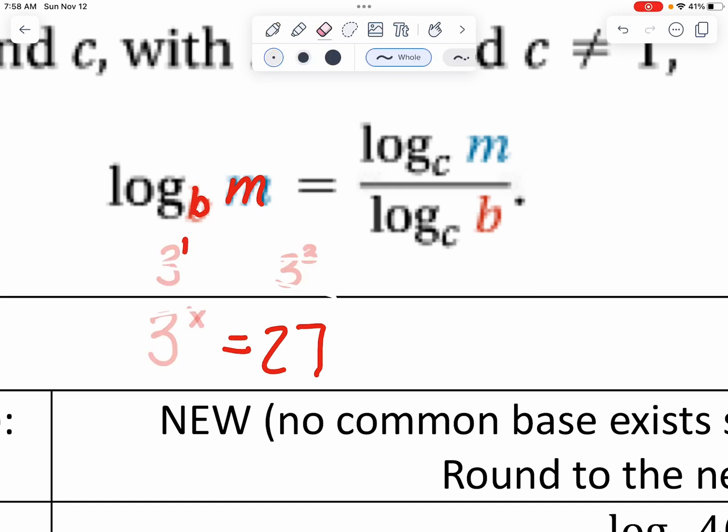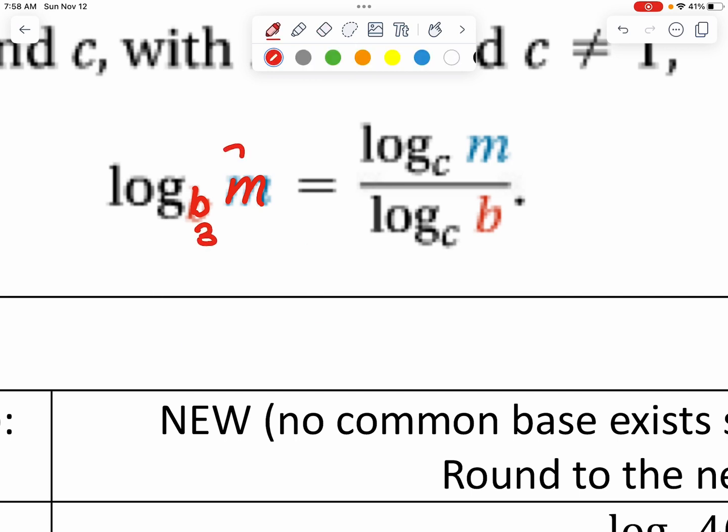So that's really not a problem when the base is a 3 and the other number is 27. But what if that's a 3 and that's, like, 100? There's no special number that you can raise 3 to get to 100, like 3 to the third, 3 to the fourth, 3 to the fifth. It misses it.